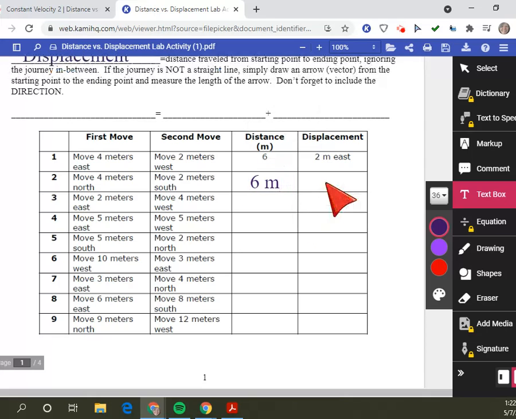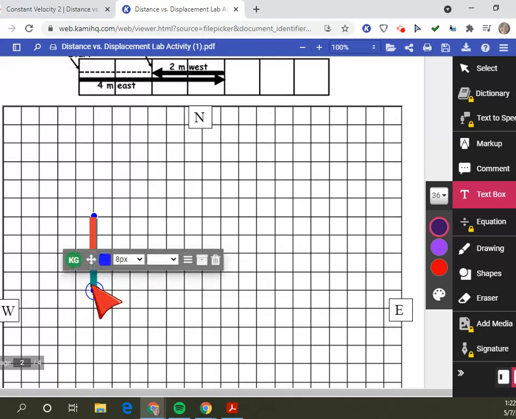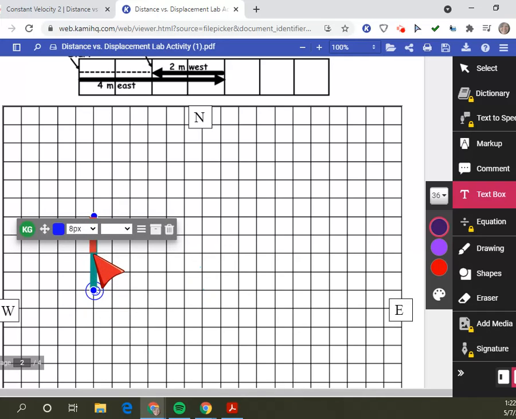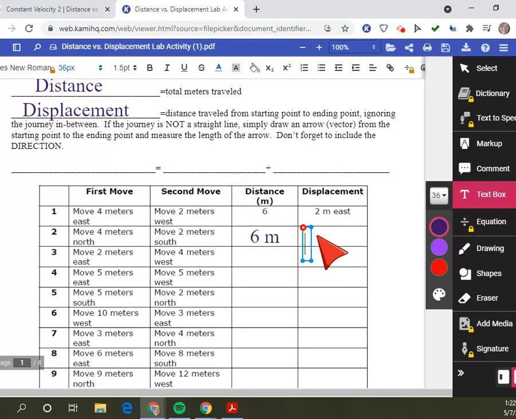What's my displacement? It's real similar to the one that we had here, but let's look at that direction. My displacement from my beginning to my ending is only 2 meters, but 2 meters in what direction did I move? North, right? So if I come back up here, I'm going to type 2 meters north.